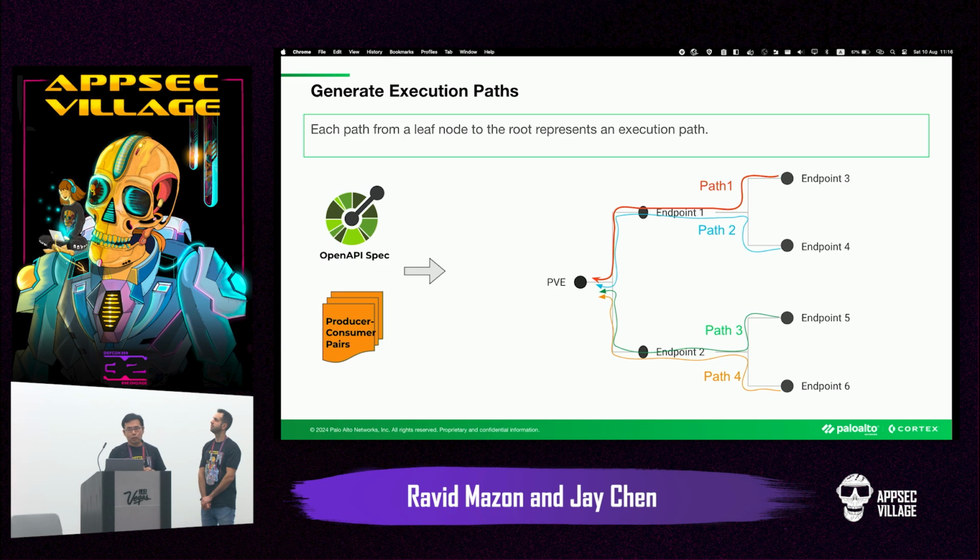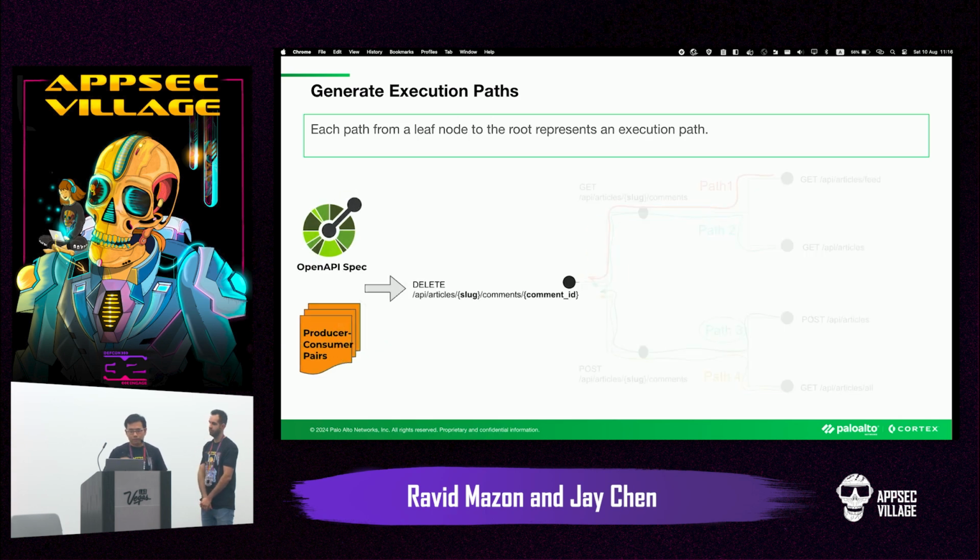Finally, in the next stage, we calculate the execution path to each potentially vulnerable endpoint. In the dependency tree, a path from the leaf node to the root node represents an execution path. This is a reverse tree traversal. So the path is actually from the leaf node to the root node instead of from the root node to the leaf node. And let's plug in some real endpoints to see how we do the calculation.